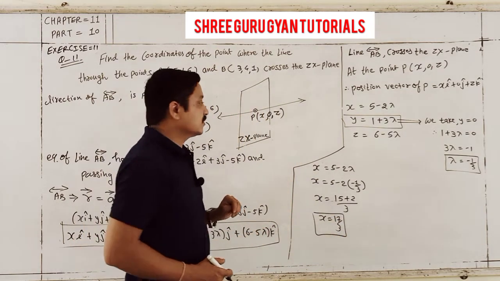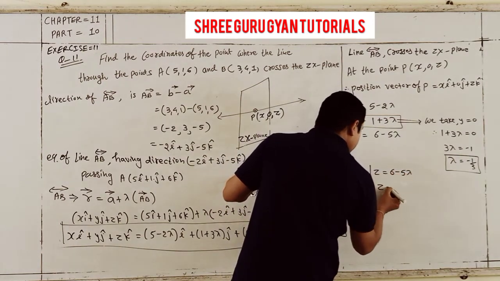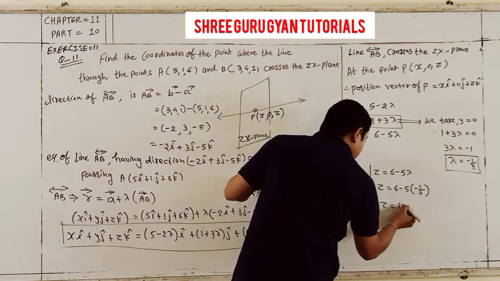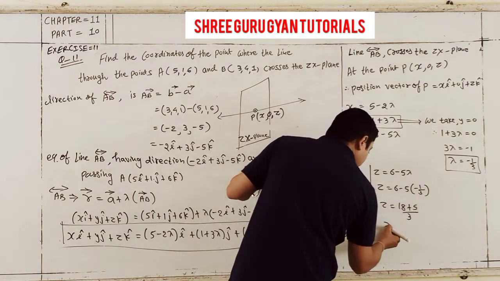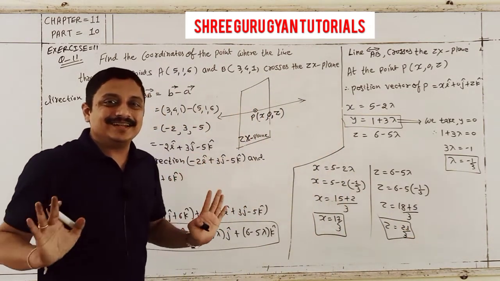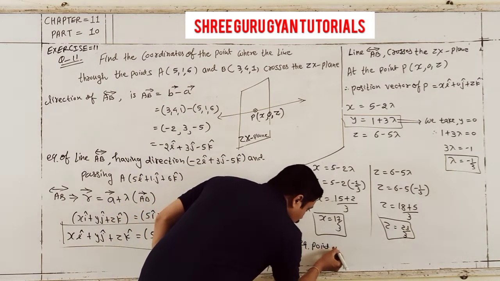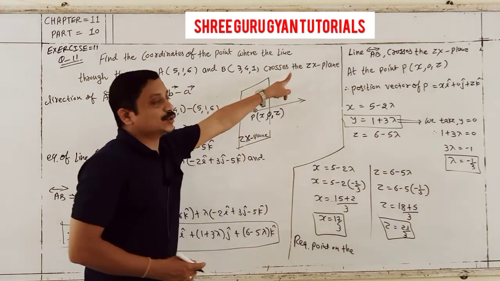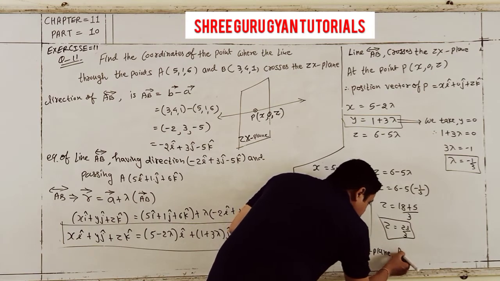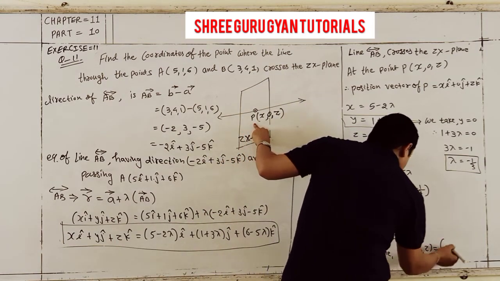And very easy, you compute z also. 6 minus 5 lambda. 6 minus 5, but lambda is minus 1 by 3. So 6 times 3 is 18 plus 5. It is 23 by 3. So the required point is easily derived. Last we write down the required point on which plane? Yes, on the zx plane, which is P. The zx plane point is x, 0, z. What is x?